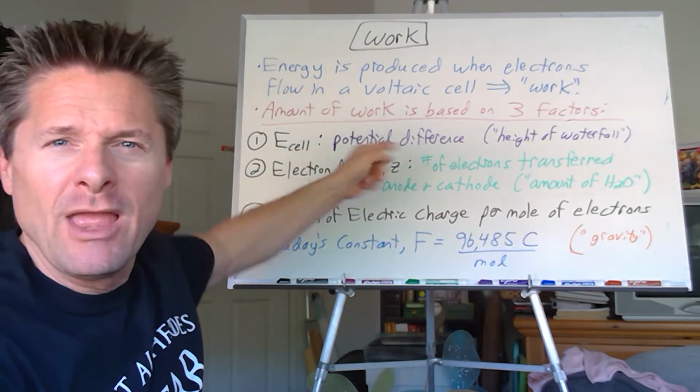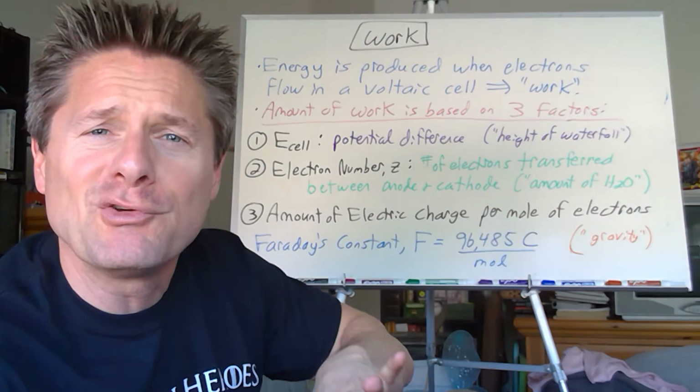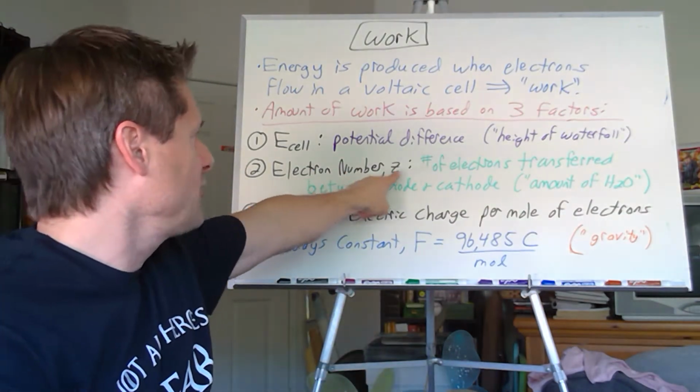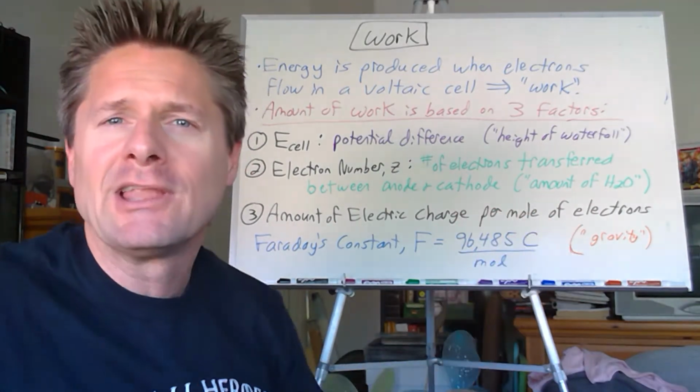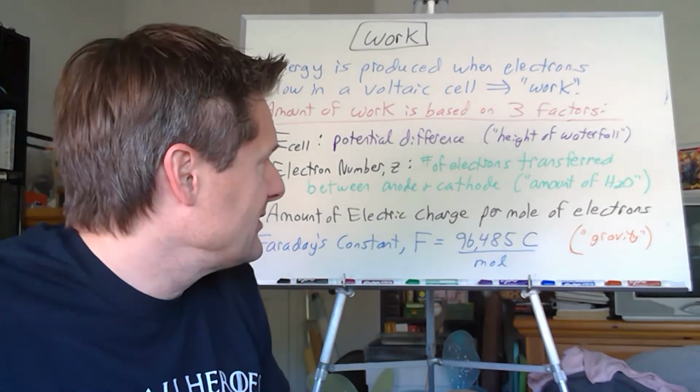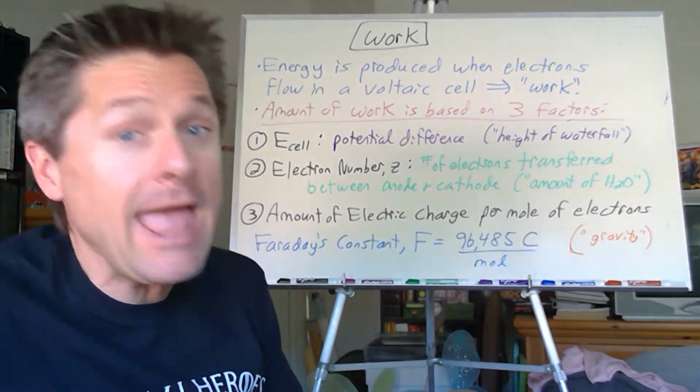Let's put E cell. We could do it for non-standard, we could also do it for standard conditions. Let's put the electron number in there, and let's put the Faraday's constant, the amount of electric charge we can get out of a mole of electrons there. And let's do some equations. Yay, we like equations.